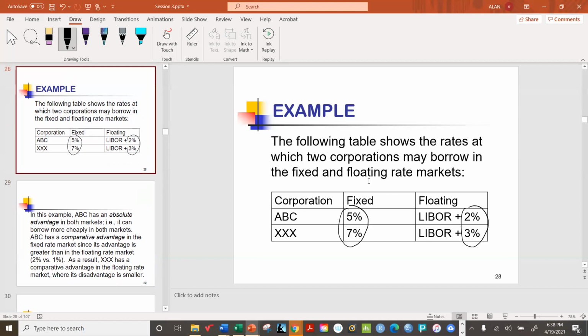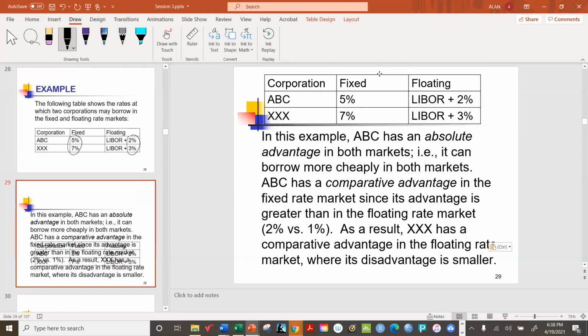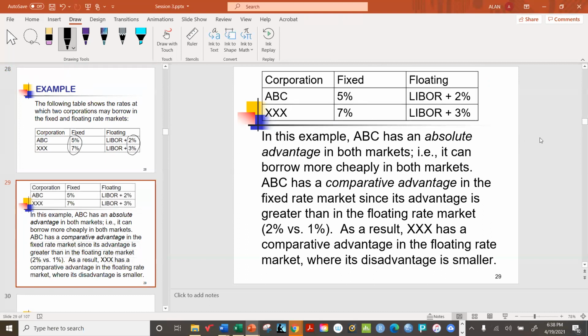Now, in fact, let me copy this table so you can see it all at once. All right, here we go. So ABC has an absolute advantage in both markets, meaning it can borrow more cheaply in both markets. That's true. But their advantage is more pronounced in the fixed rate market.